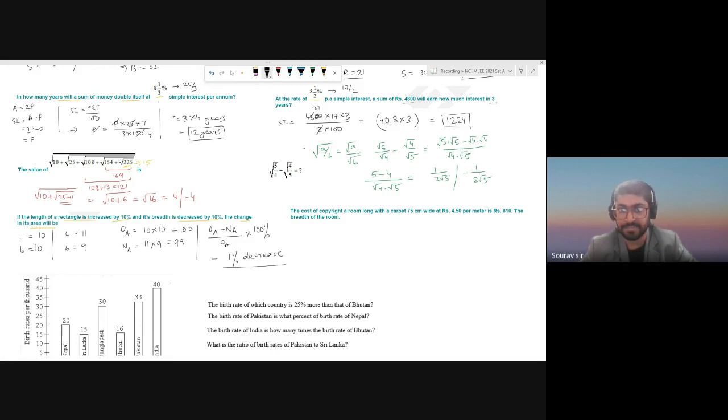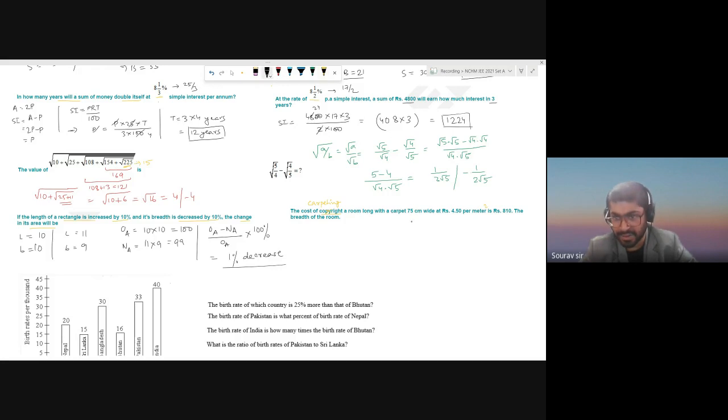That's your answer. All right. The cost of carpeting... they mean carpeting a room with a carpet 75 centimeter wide at 4.5 per meter square. Right, so basically what they mean is that the carpet is 75 centimeter wide.